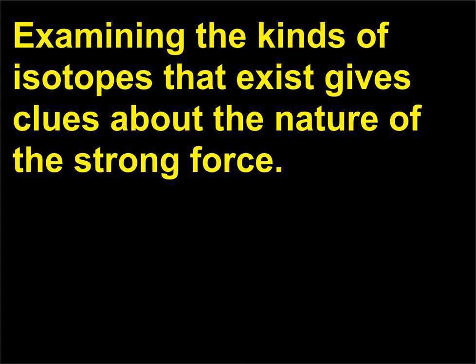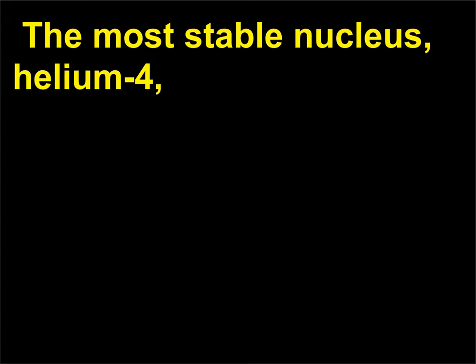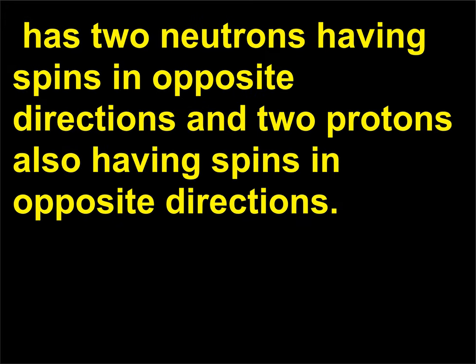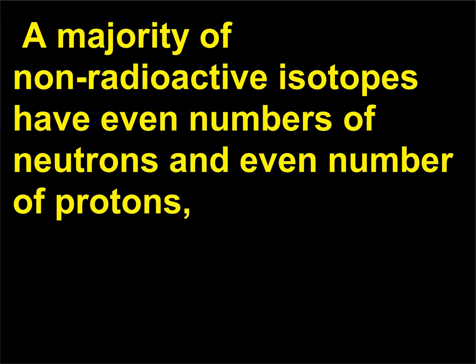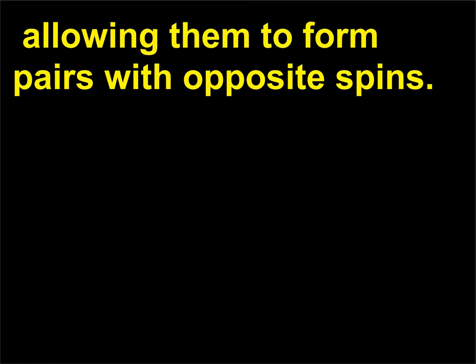Examining the kinds of isotopes that exist gives clues about the nature of the strong force. The most stable nucleus, helium-4, has two neutrons having spins in opposite directions and two protons also having spins in opposite directions. A majority of non-radioactive isotopes have even numbers of neutrons and even numbers of protons, allowing them to form pairs with opposite spins.